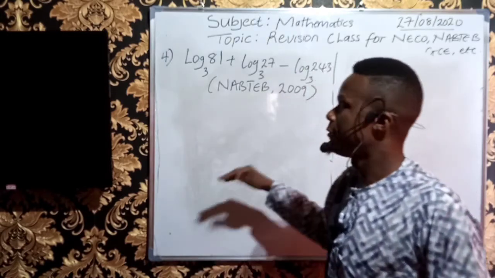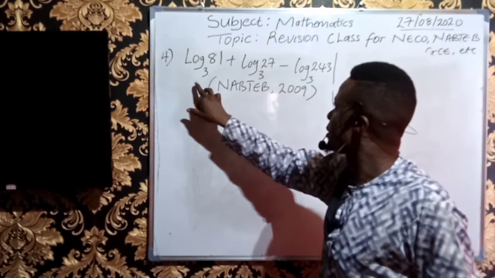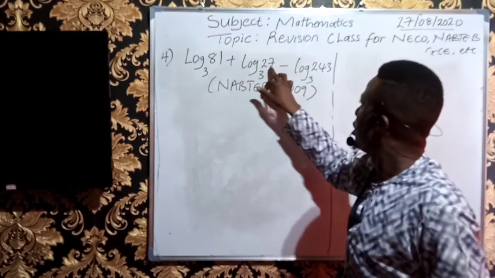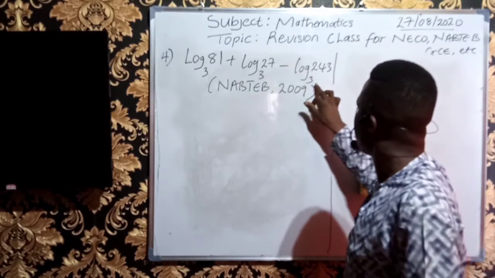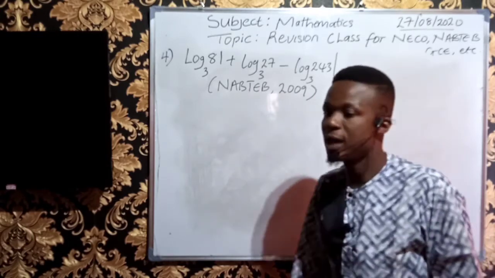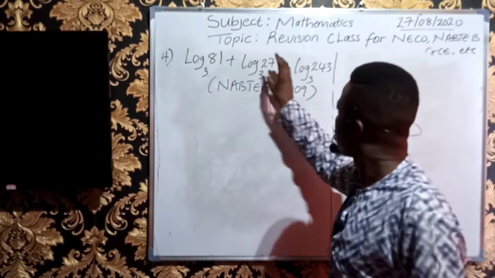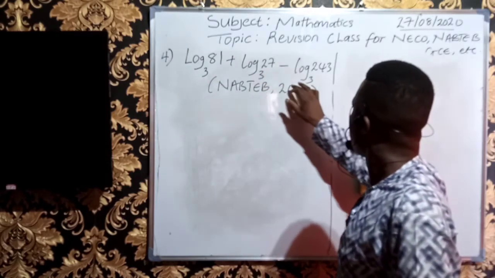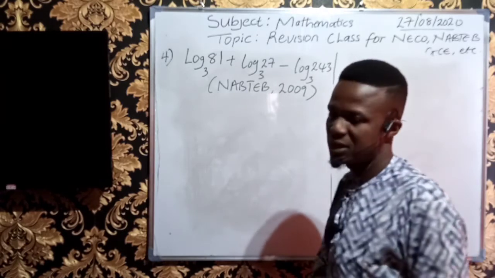All right, the fourth question for today, it says log 81 base 3 plus log 27 base 3 minus log 243 base 3. This is a NABTEB question 2009, a theory question. We are asked to simplify this.